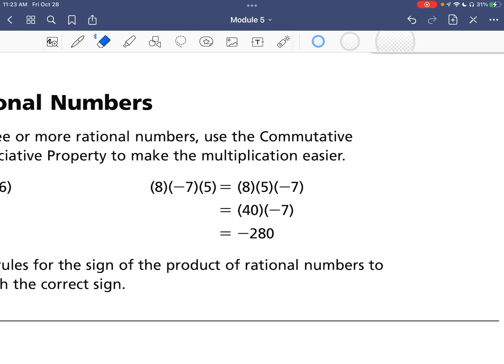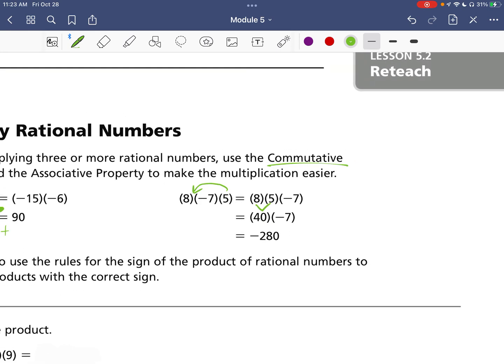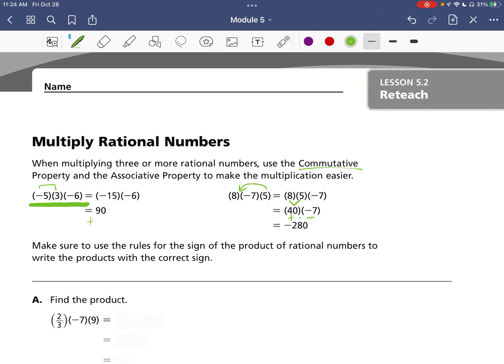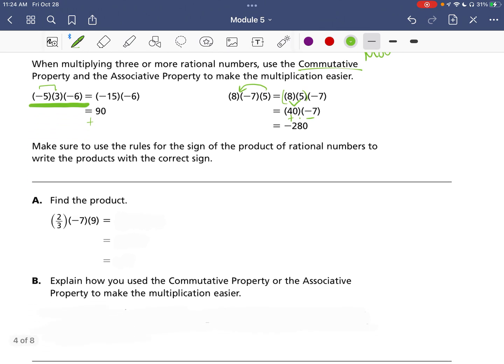So what they did was move the 5, the commutative property, moved that 5 next to the 8, simplified that to get 40. And now we can do 40 times -7. We can use some mental math for that to get a positive times a negative to get -280. So by using our commutative property, thinking like commute, move, we can move the numbers around. And then associative property to group them together. We can make our math problems a little less complicated.